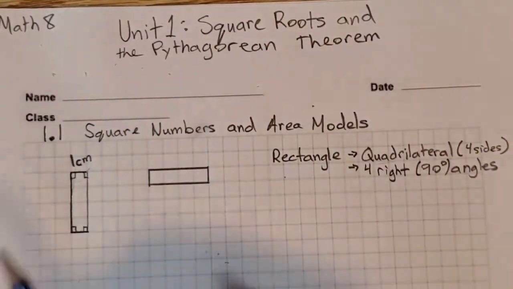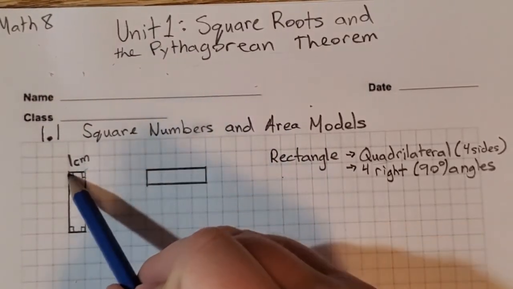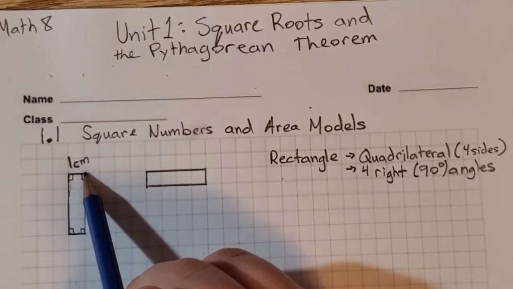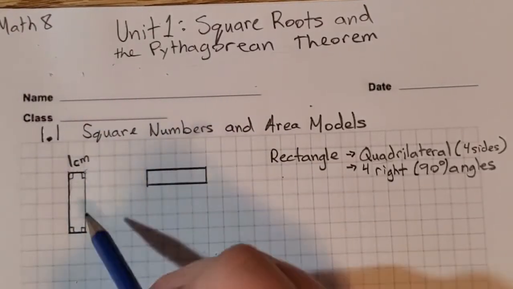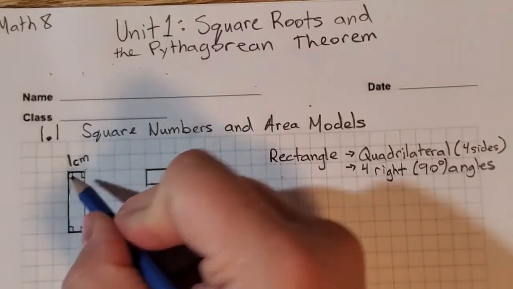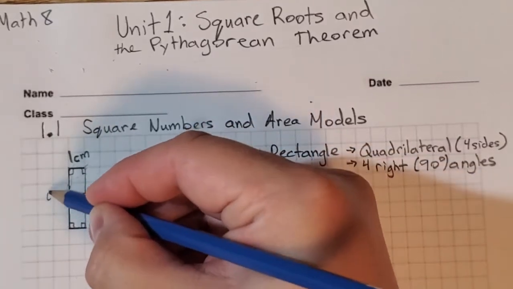Remember, when we count, we're always starting at 0 and moving to the next one. So don't be like, "Oh, this is 1 and that's 2." No, this is 0 and over is 1, which means the opposite side, because these are right angles, would also be 1 centimeter. And the sides here would be 1, 2, 3, 4, 4 centimeters.